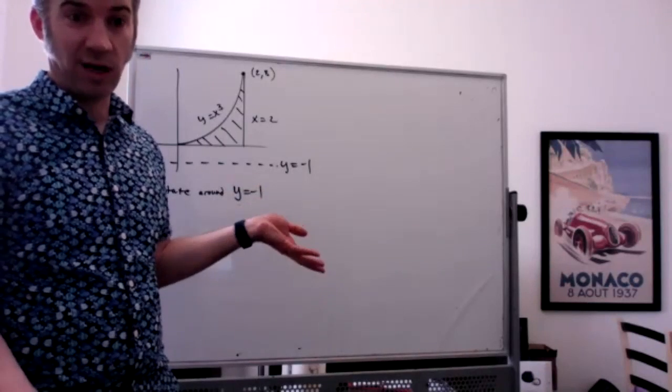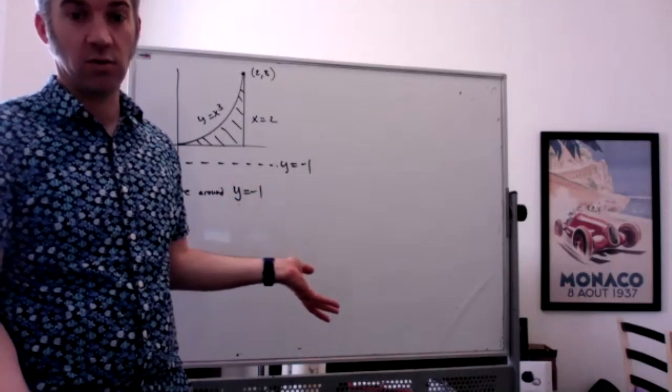You write a D or a W. D for disk, W for washer. What are we using?